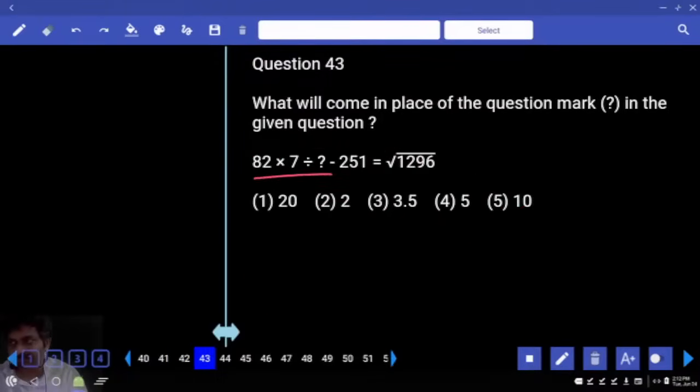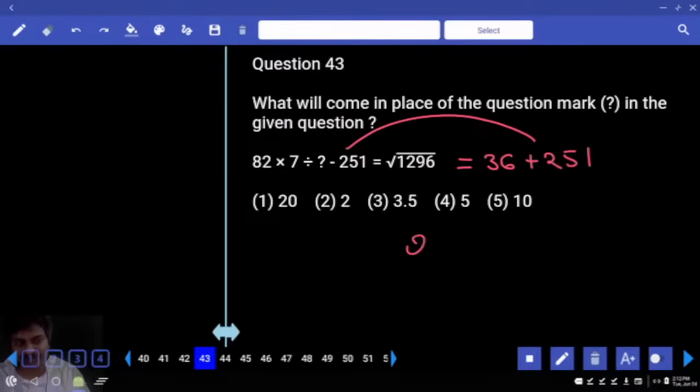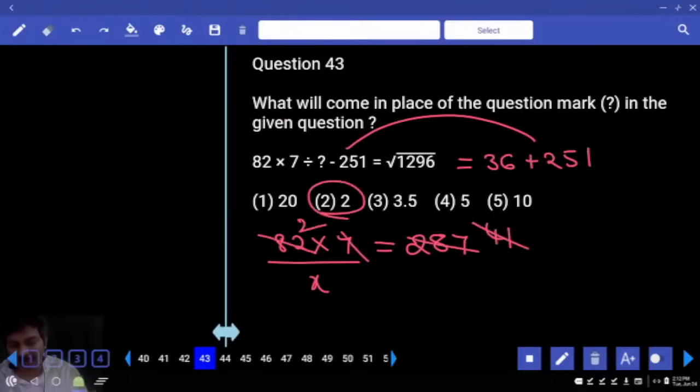Take this negative number to the right hand side. Right hand side, under root of 12, 96, 36. Minus 251 goes to the other side, plus 251. What is the other number? 287 is equal to 82 into 7 by x. Correct? 7, 41 times 41, x is equal to 2.